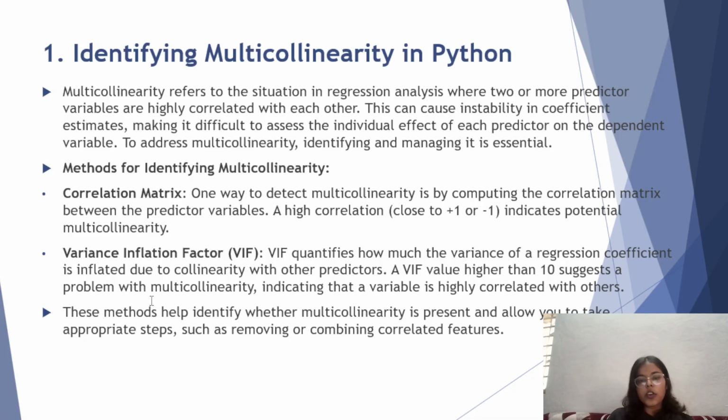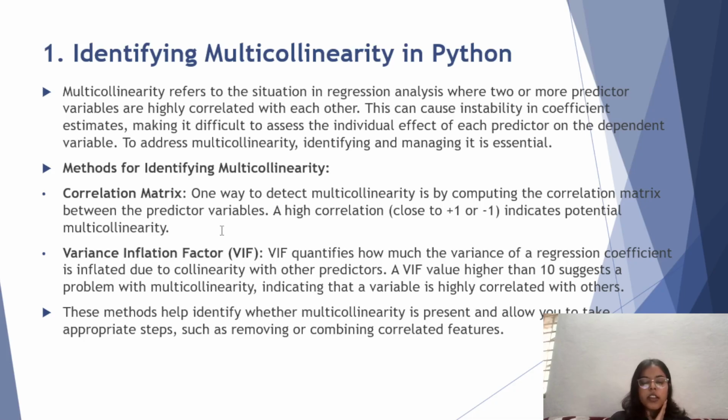Multicollinearity refers to the situation in regression analysis where two or more predictor variables are highly correlated with each other. This can cause instability in coefficient estimates, making it difficult to assess the individual effect of each predictor on the dependent variable. To address multicollinearity, identifying and managing it is essential. Now, let's see the methods for identifying multicollinearity. There are two methods as you can see.